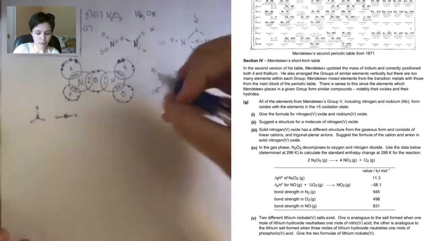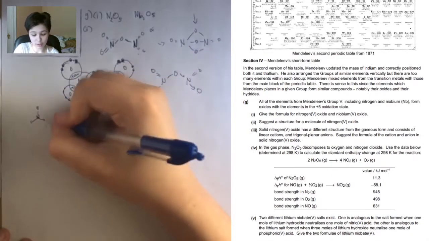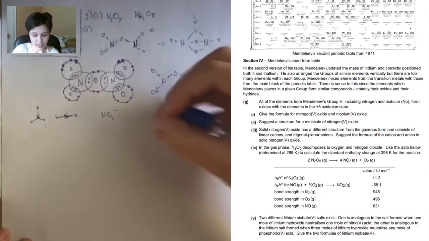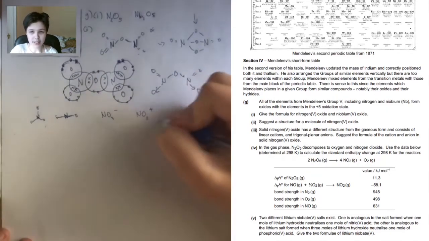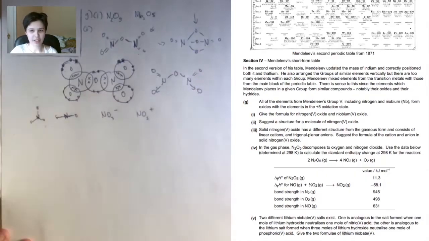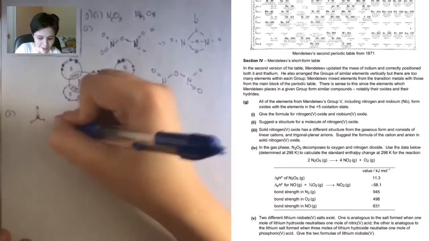So the structure for the anion is going to be NO3 minus, because that's the trigonal planar one, and for the cation it's going to be NO2 plus. Don't usually see NO2 there, trying to be sneaky.